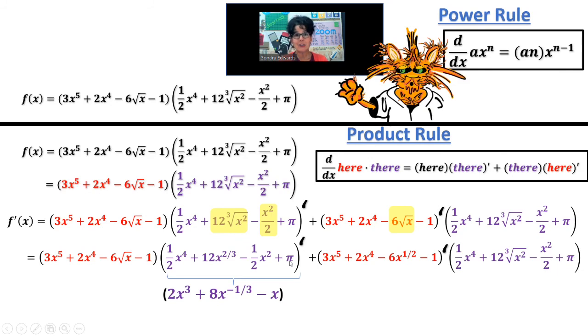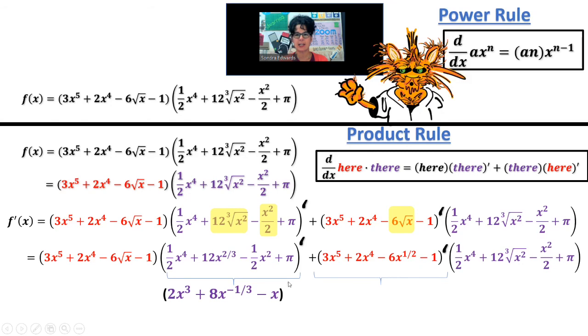I know pi looks so crazy, okay, but pi is just the number 3.14, etc., etc. It's just a number, it's a constant. I know it looks like a variable, but it just represents an unchanging number, pi. So the derivative of pi is 0. Okay, so we've got our derivative.